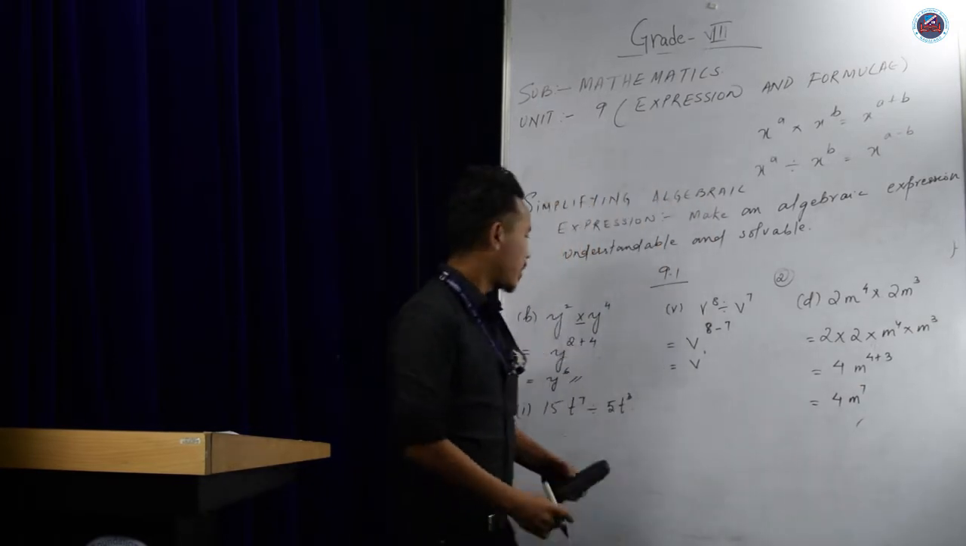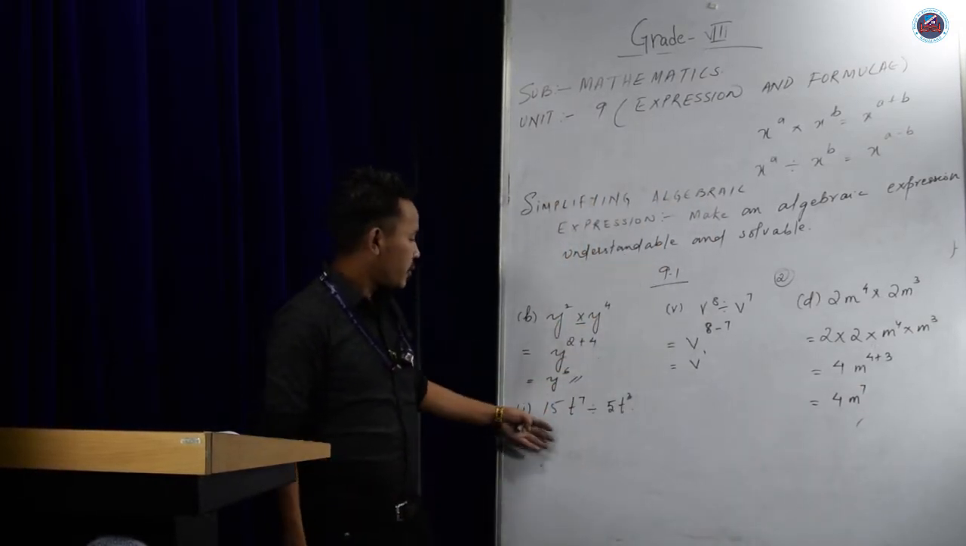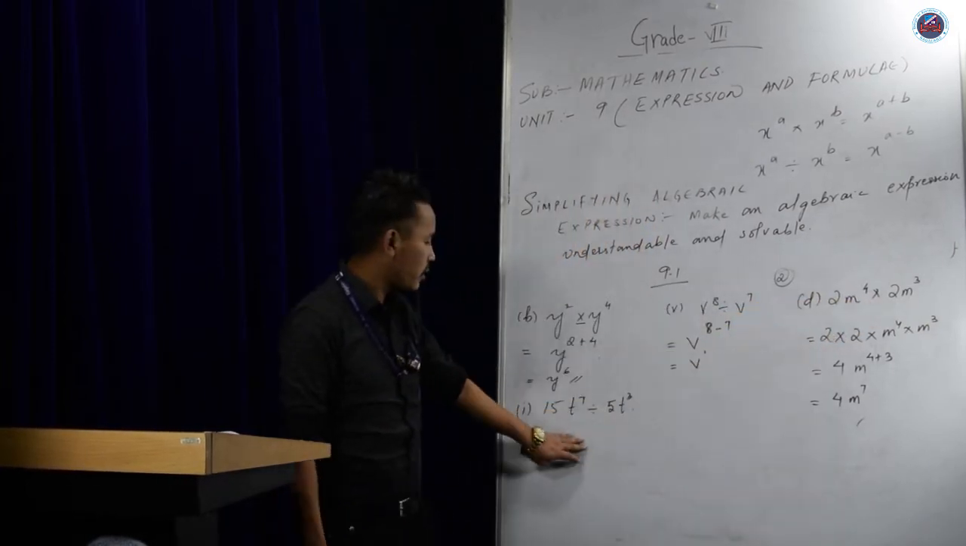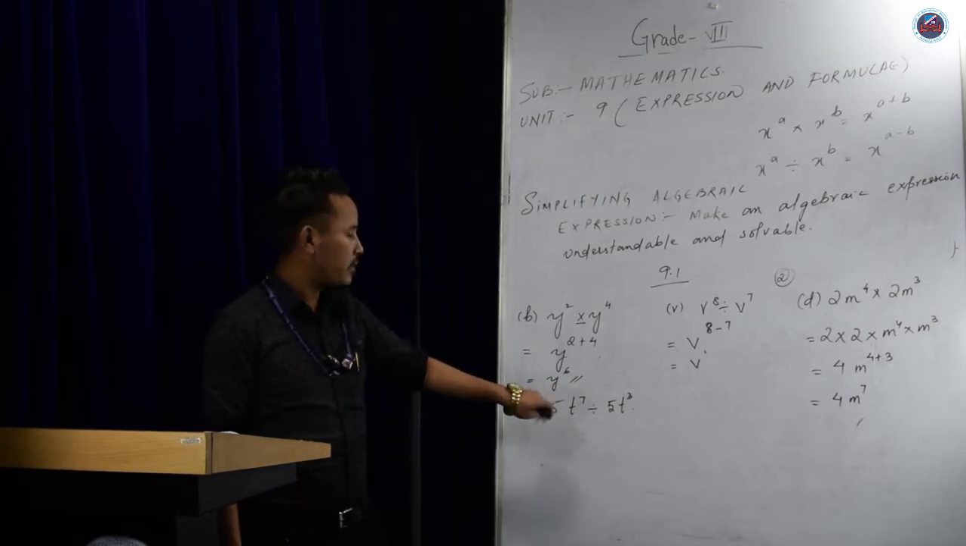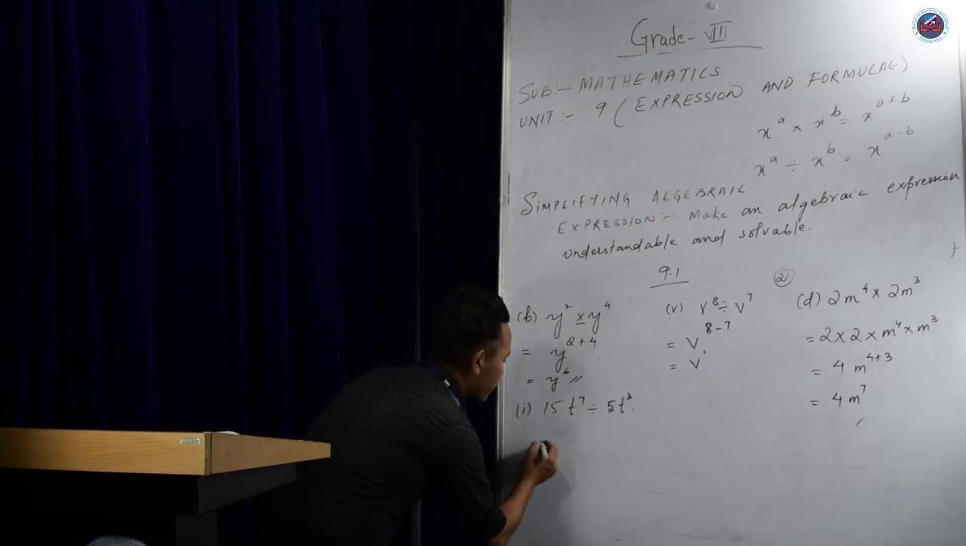Now for unit 9.1, the last sum we have here. We have just solved the multiplication, so let's try the division also: 15t to the power 7 divided by 5t cubed. I hope you can see this one.